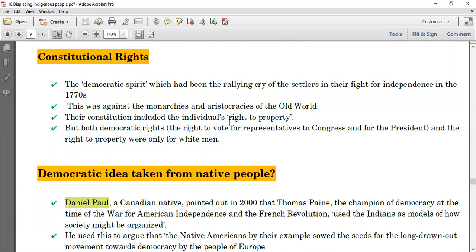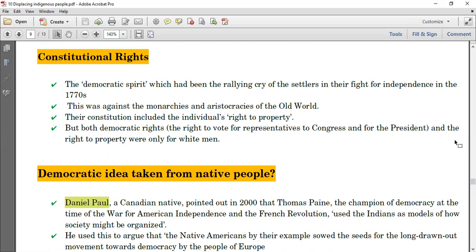Constitutional rights. The democratic spirit, which had been the rallying cry of the settlers in their fight for independence in the 1770s, was against the monarchies and the aristocracies of the old world. Their constitution included the individual's right to property, but both democratic rights and the right to property were only for white men. Democratic rights means the right to vote.